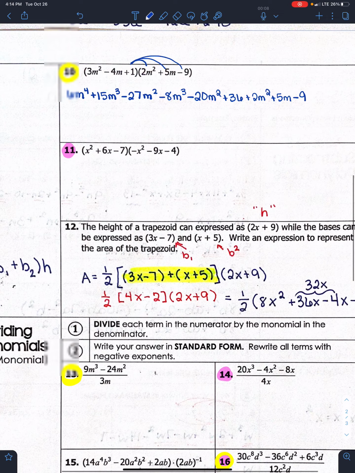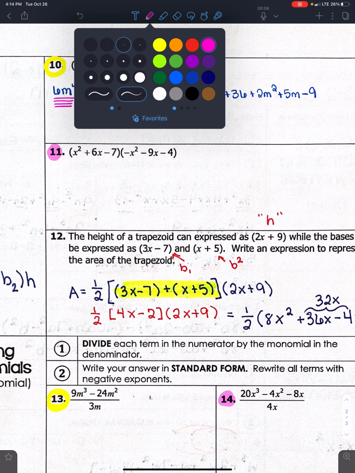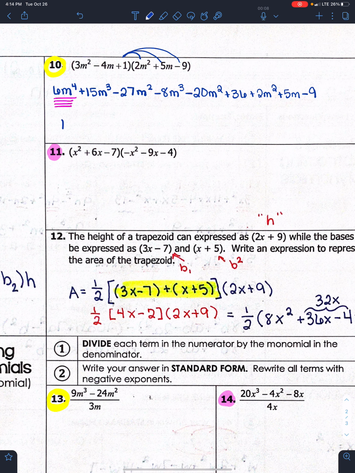Once I've got all my terms listed, now I can go through and look for what I can combine. I have 6m to the 4th. That's the only one that's to the 4th power, so I've got 6m to the 4th as my leading term. Then I go back and look for anything that is cubed. So 15m cubed, negative 8m cubed. Those two combined would give me positive 7m cubed.